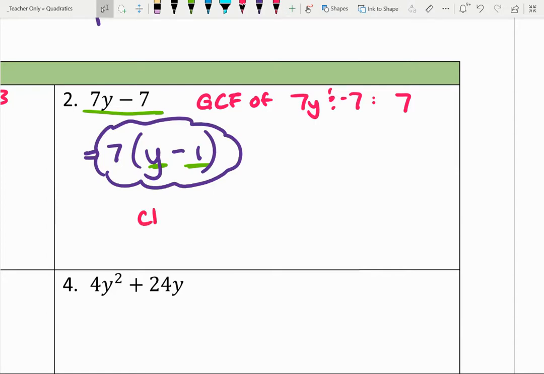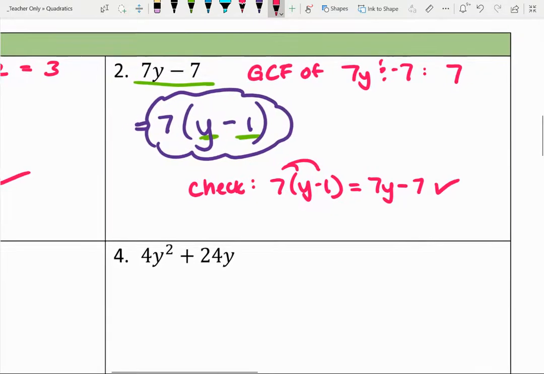And again, I want to check. 7 times y minus 1. Do some distribution. I get 7y minus 7. And that's what I want.